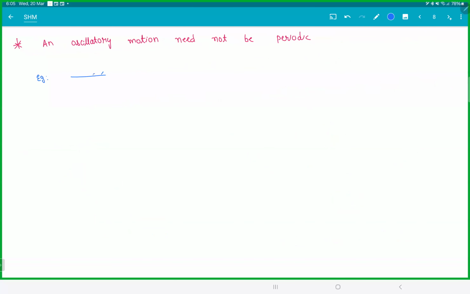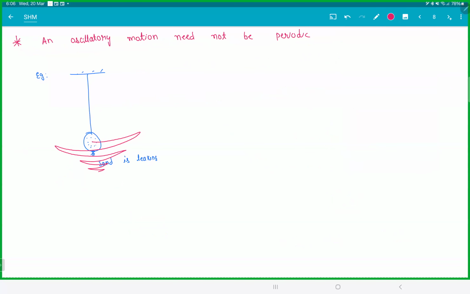Example, let's say we have a pendulum. Let's say we have some sand or water, and let's say sand is leaking. So here what you have is a motion of this sort. Or you have air resistance. You're getting it? So you have a time period here, but the time period is changing with time. As the sand is leaking more and more, your time period will change. We will see about that later on.